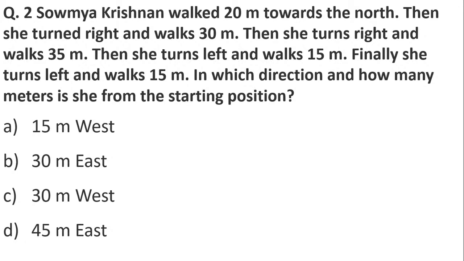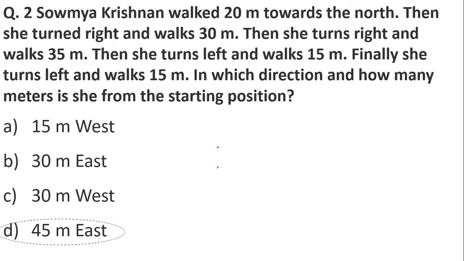The right answer is option D, 45 meters east. Okay. So Vigneshwaran has given the right answer. Now let's see why D is right. First of all, we'll take a starting point. This girl Soumya Krishnan walked 20 meters towards the north.